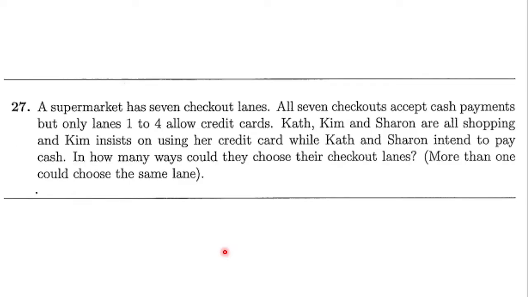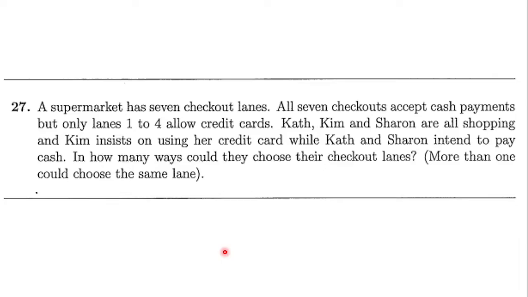Question 27. A supermarket has 7 checkout lanes. All 7 checkouts accept cash payments, but only lanes 1 to 4 allow credit cards. Kath, Kim, and Sharon are all shopping, and Kim insists on using her credit card, but Kath and Sharon intend to pay cash. In how many ways could they choose their checkout lanes? More than one could choose the same lane.